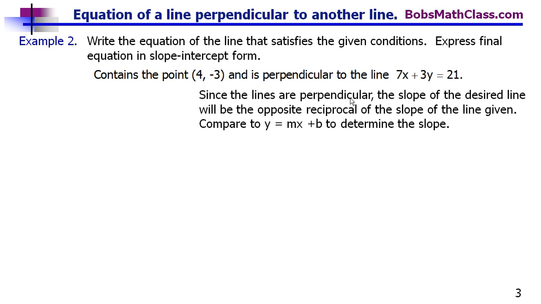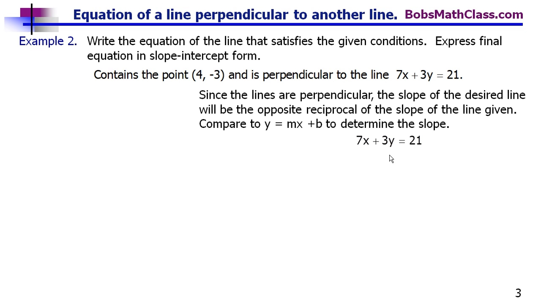Since the lines are perpendicular, the slope of the desired line will be the opposite reciprocal. Opposite means different sign. Reciprocal means we have to flip the fraction. It will be the opposite reciprocal of the slope of the line given. Then we'll compare to y = mx + b to determine the slope. So we have to get this in y = mx + b form.